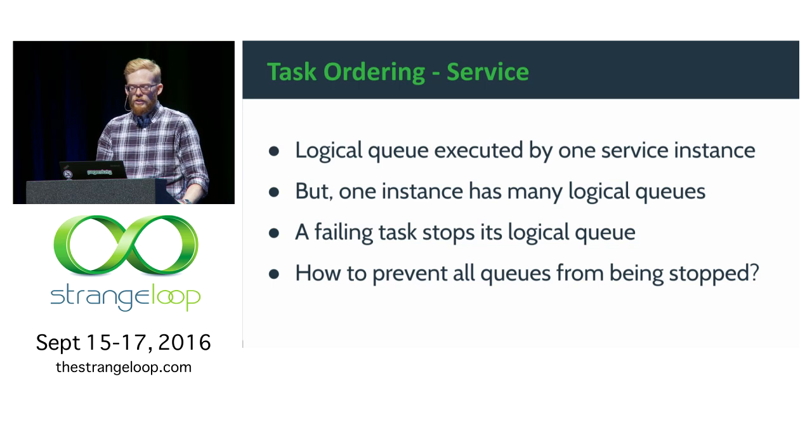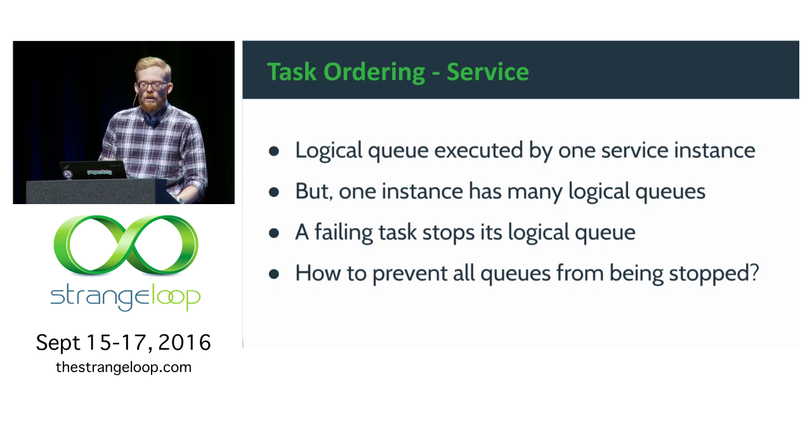So on the execution side, we have one service instance executing a logical queue. But of course, the number of logical queues is very high. If we tie the ordering to the users, we could have millions of logical queues. And obviously, we don't want to have millions of service instances. So one service instance is actually executing many logical queues.